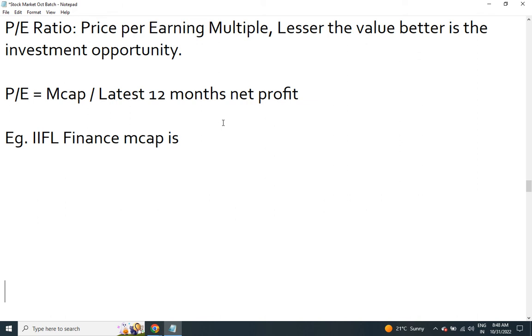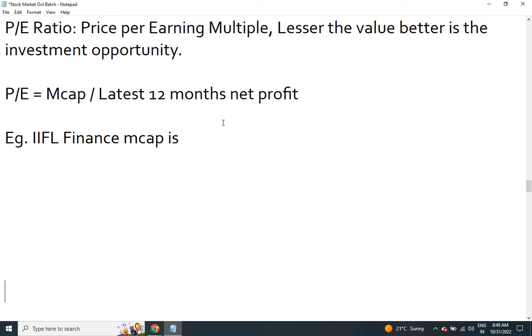Let's say that I run a training institute. My investment in this business is 1 crore. 1 crore is what I invested for a training institute. Out of that, my net profit is 20 lakh per annum. So what is the PE ratio? 1 crore divided by 20 lakh, that is 5. So my PE ratio is 5. That is how the PE ratio is defined.